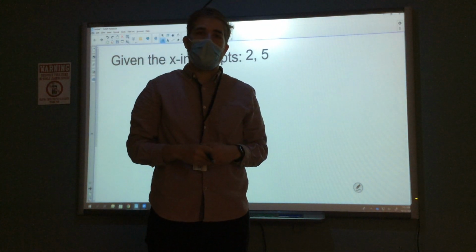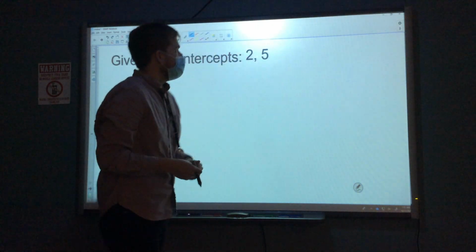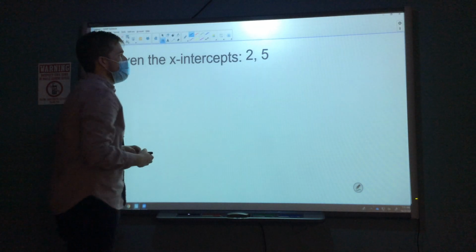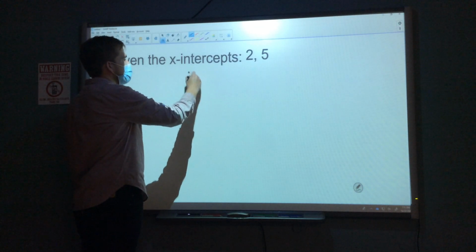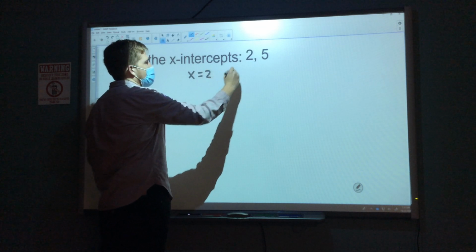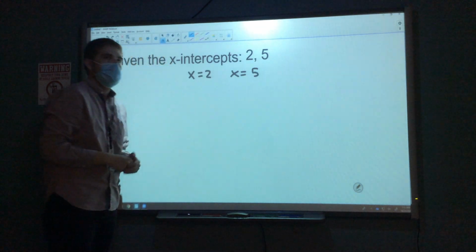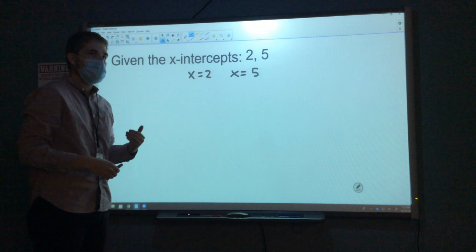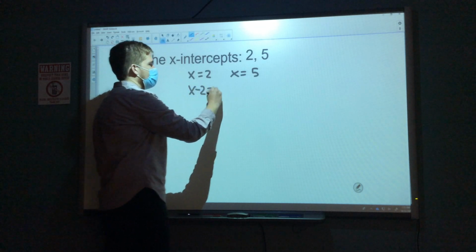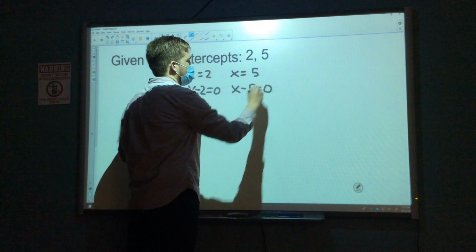I'm going to quickly show you all how to write an equation from your x-intercepts. So here I have two x-intercepts, 2 and 5, and our x-intercepts are basically x is equal to 2, x is equal to 5. Now I can rewrite this as x minus 2 is equal to 0, and x minus 5 is equal to 0.